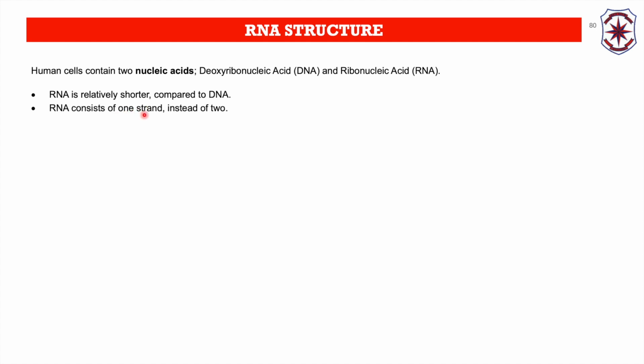RNA consists of 1 strand instead of 2. Remember, we said that DNA consists of 2 strands, but when we look at RNA, RNA only consists of 1 strand.